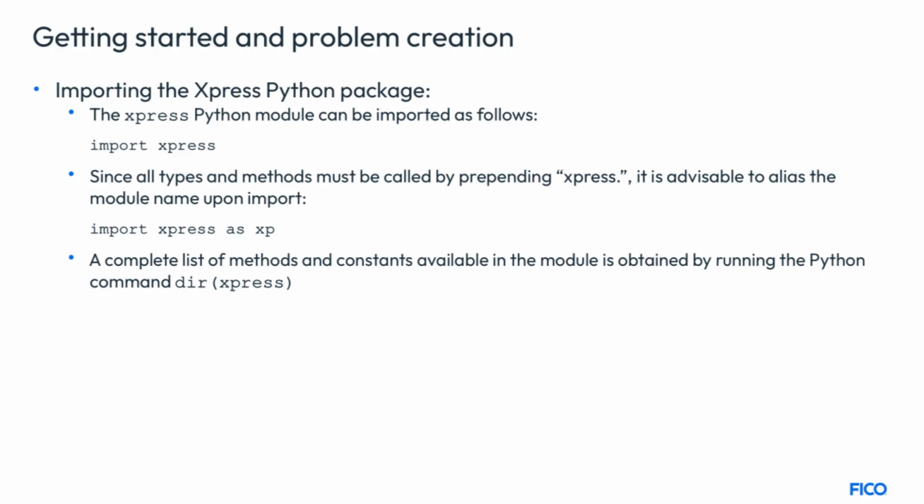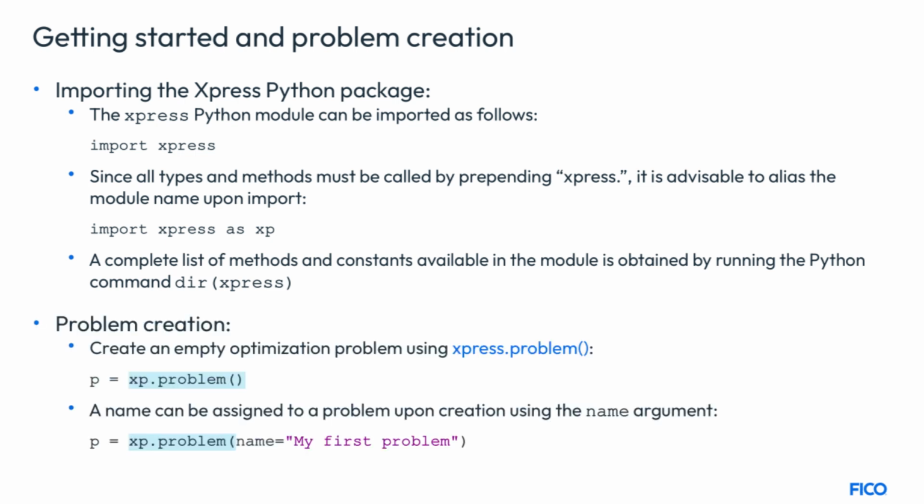To model and solve a basic problem using the capabilities of the Xpress Python interface, in a new Python file, start by importing the Xpress package. Since all types and methods must be called by prepending the word xpress, it is advisable to alias the module name upon import and prepend the alias instead. You can obtain a complete list of methods and constants available in the module by running the Python command dir(xpress) in a command line, or by printing it within your Python script.